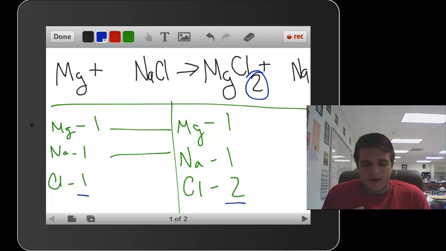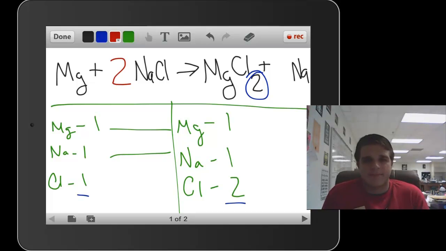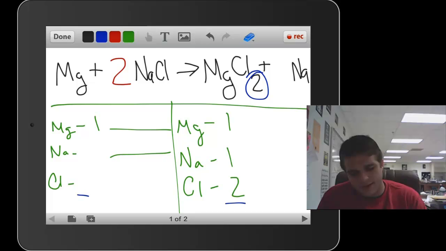Now, where should we add our coefficients? That's where things get kind of interesting. We need to add a coefficient next to wherever the chlorine is so that we can make 2 of them on the left side. So for instance, I'd put a big 2 next to sodium chloride. That indicates now that there are 2 chlorines and 2 sodiums, because this coefficient carries to here and carries to here.